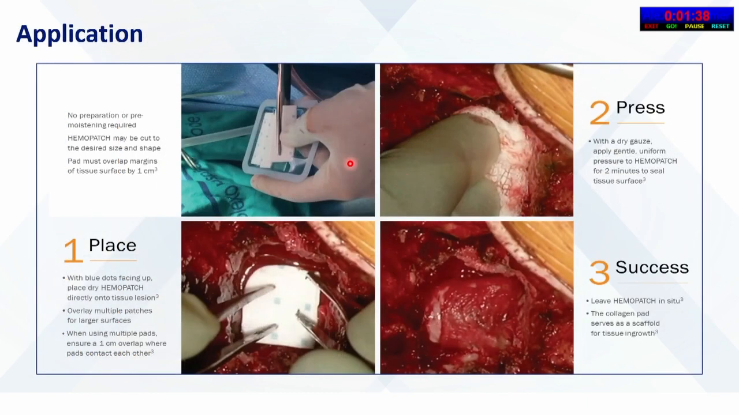So it's a fairly easy to use device. Just take it out from the packet, nothing to be done. Just apply it over the surface where you want to use it. Press it for 2 minutes and just leave it like this. Within 6 to 8 weeks, it will be resorbed from the body.